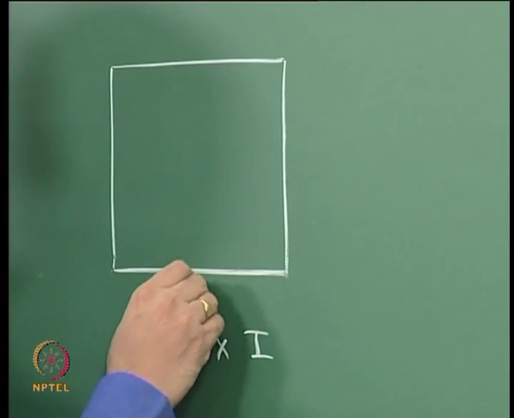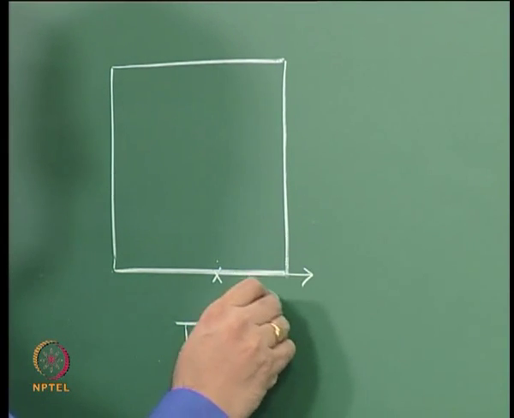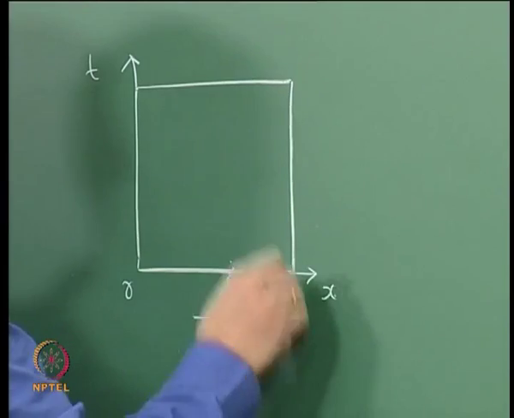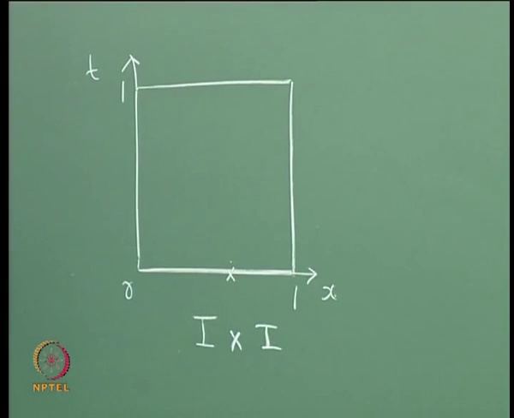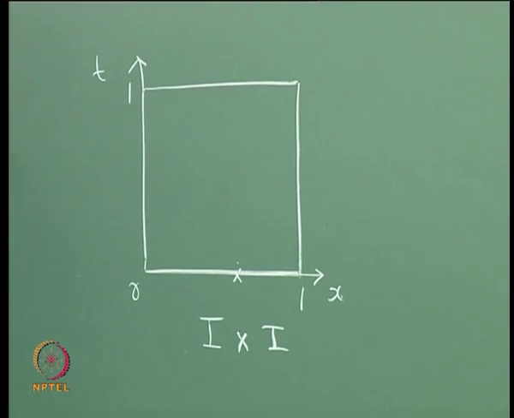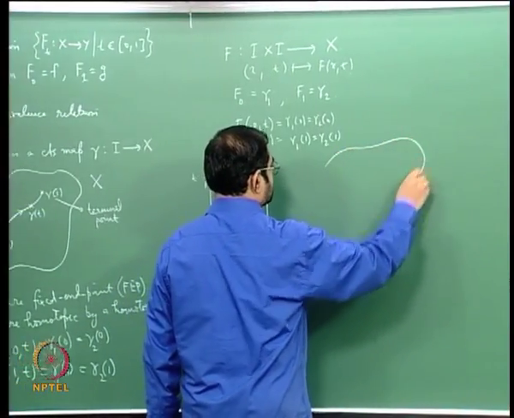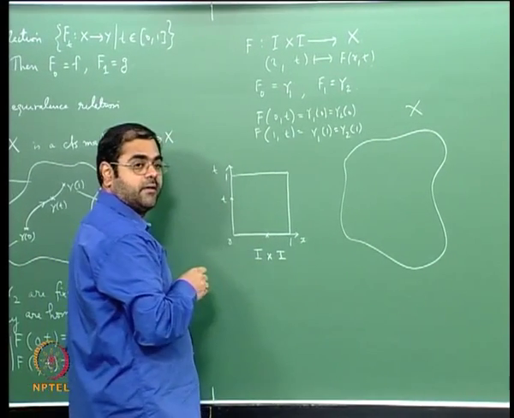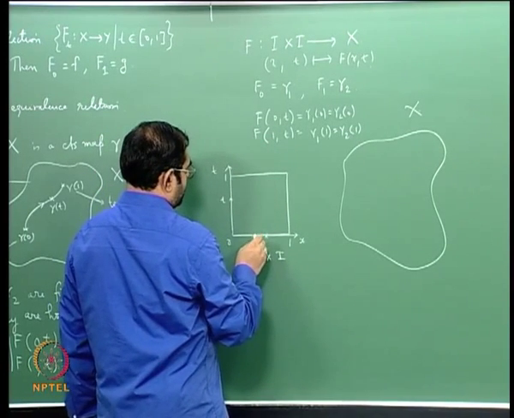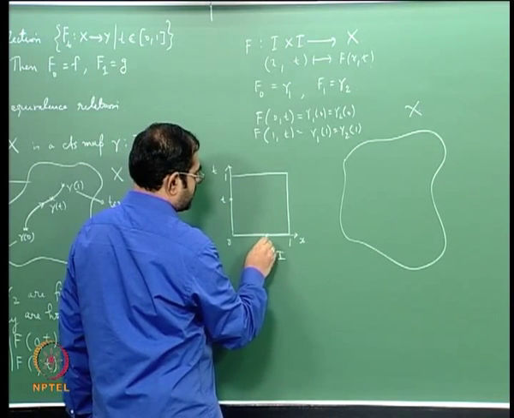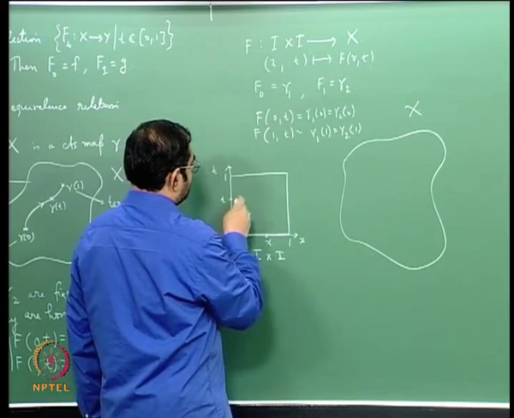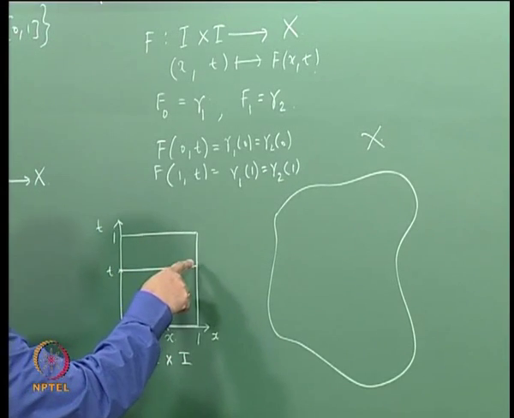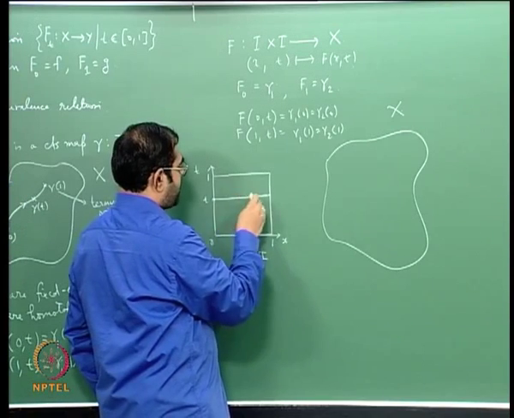So here I have x along this axis, and I have t along this axis, and this is just in the R2 plane, the unit square, which gives you I cross I. And then you have the topological space X, and what happens is that if you freeze a certain time t, then, so this is the second coordinate, this is the first coordinate, if I freeze the time t and vary x, you get this line, and at time t you get the path f sub t.